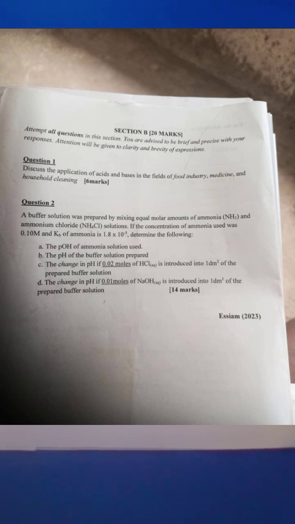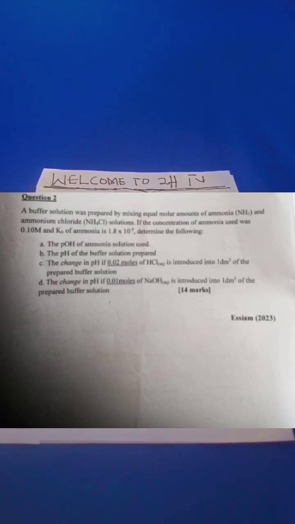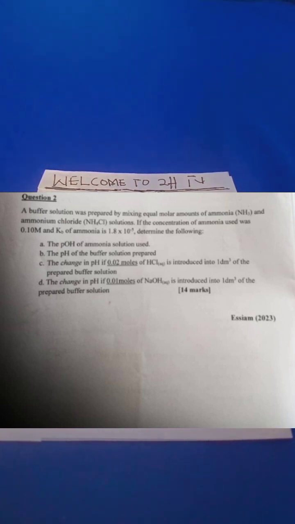C. The change in pH if 0.02 moles of HCl in aqueous is introduced into 1 dm cube of the prepared buffer solution. D. The change in pH if 0.01 moles of sodium hydroxide in aqueous is introduced into 1 dm cube of the prepared buffer solution.